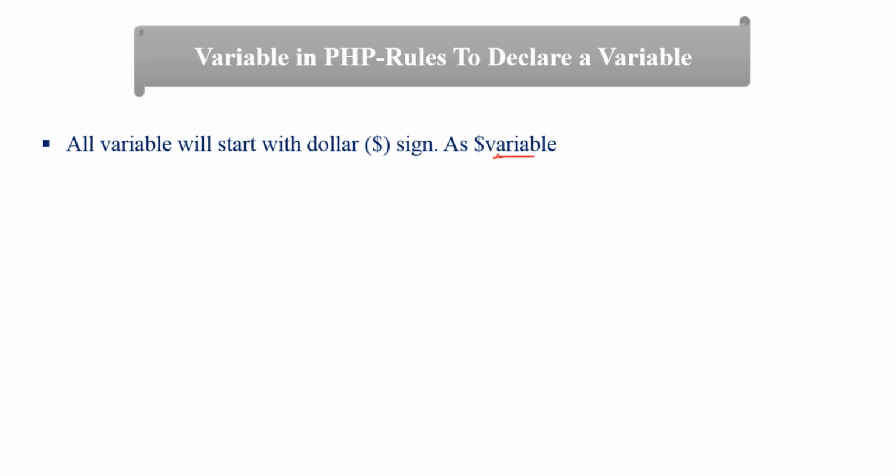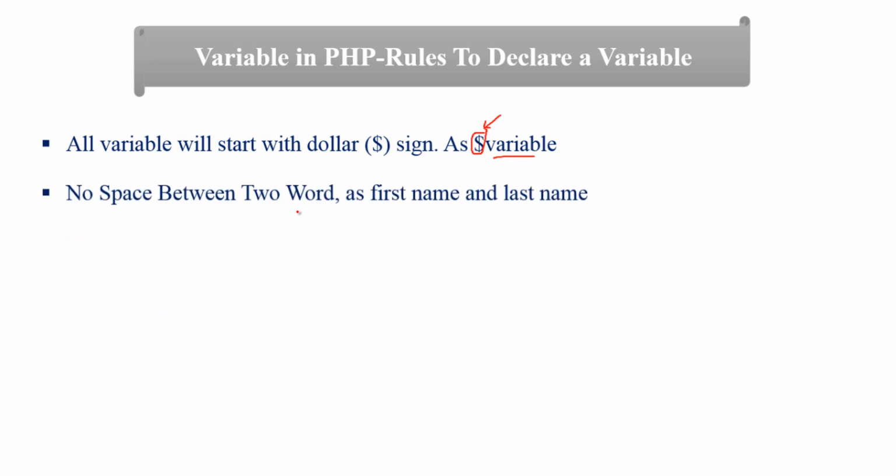For example, a variable starts with a dollar sign. This is necessary. If you want to make any variable, you have to put a dollar sign and then the variable name. There is no space between two words, such as first name and last name. For example, if your variable is last name, this is your variable with a space. Space is not allowed in variable declaration. You have to use an underscore or camel case to fix this space.